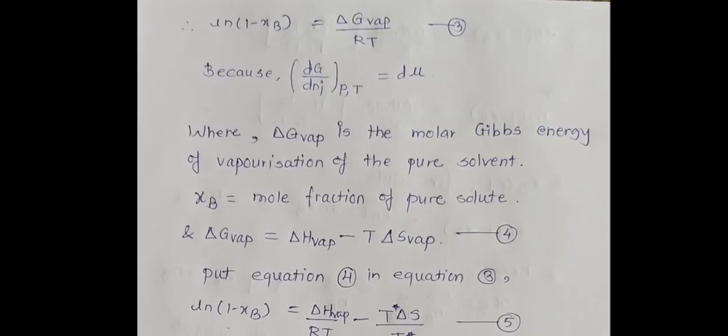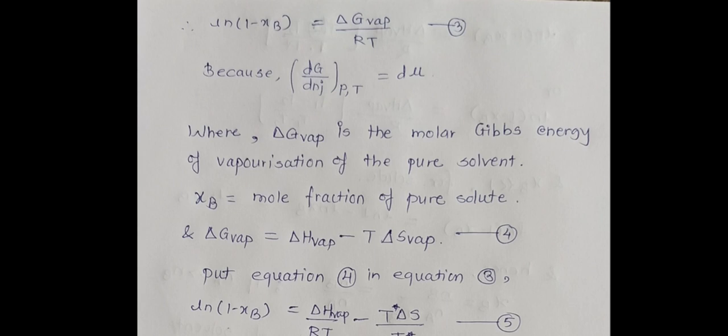Now, as we know the definition of Gibbs free energy, dG upon dni at constant pressure and temperature is equal to d mu. So you can write simply dG is equal to d mu. So ln of 1 minus XB is equal to delta G vaporization divided by RT. This is our equation number 3. And here delta G vaporization is the molar Gibbs free energy of vaporization of a pure solvent. XB is the mole fraction of the solute.